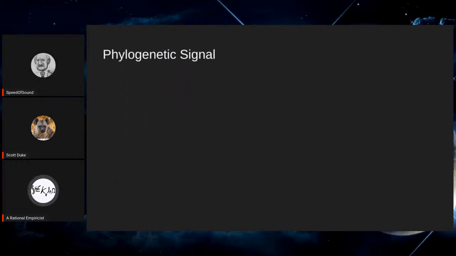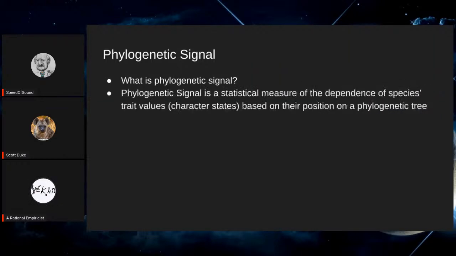So first we're going to talk about phylogenetic signal. What exactly is phylogenetic signal? What does it mean, basically? So phylogenetic signal is basically a statistical measure of species trait values or character states based on their phylogenetic relationships, their position on the phylogenetic tree. So basically, phylogenetics, for those of you who don't know, is based on traits, either morphological or molecular traits like DNA and RNA, for instance, and you're coding those into a matrix, basically. But that's a discussion for another time.